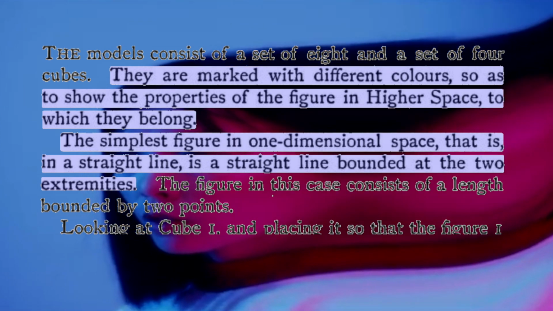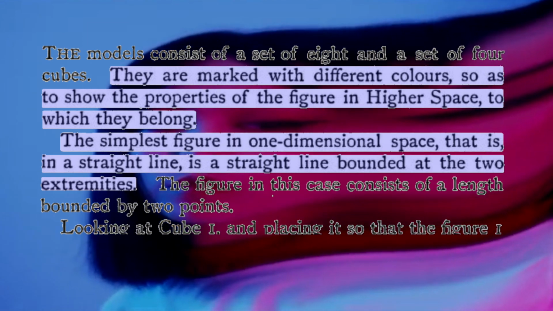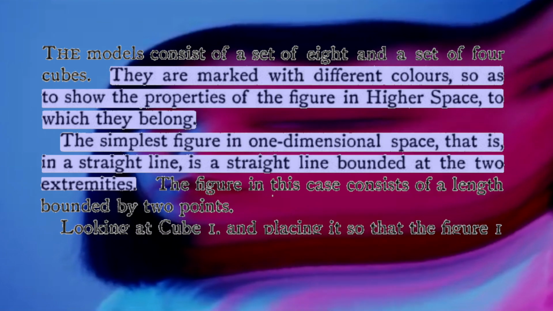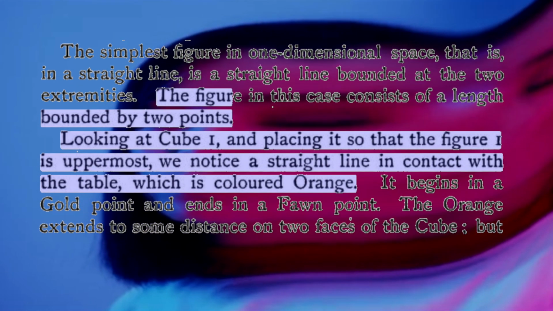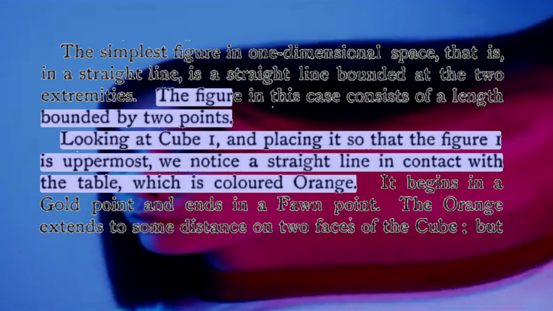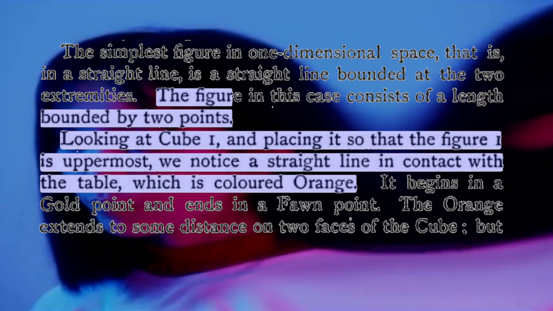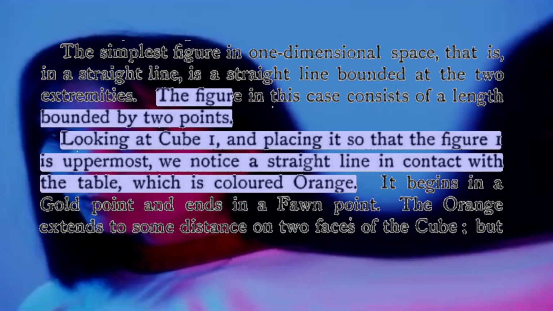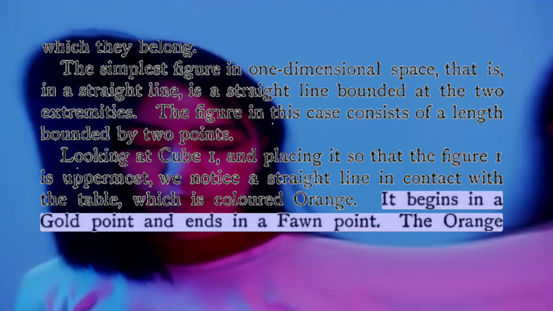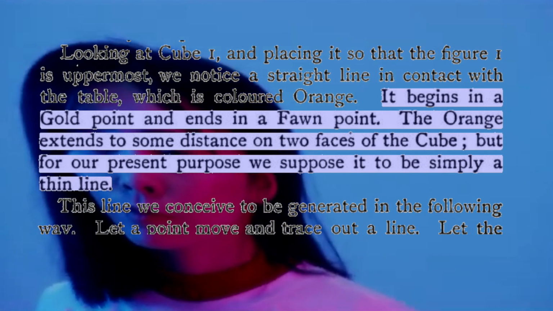The simplest figure in one-dimensional space, that is, in a straight line, is a straight line bounded at the 2 extremities. The figure in this case consists of a length bounded by 2 points. Looking at cube 1, and placing it so that the figure 1 is uppermost, we notice a straight line in contact with the table, which is colored orange. It begins in a gold point and ends in a fawn point.